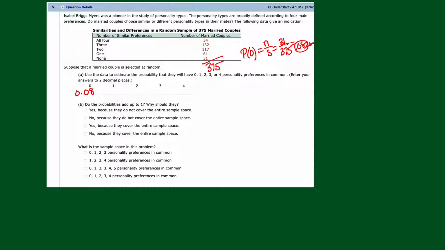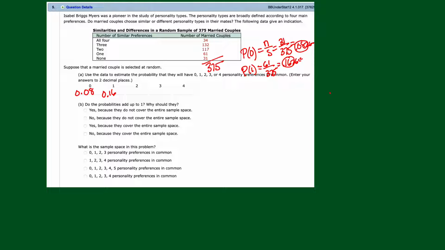What's the probability of having 1 in common? Well, up here I see 1 trait in common. There's 61 people out of our 375. So this is going to be 61 out of 375. On my calculator, 61 divided by 375, I got 0.162666. If I just round off to 2, I'm going to get 0.16.